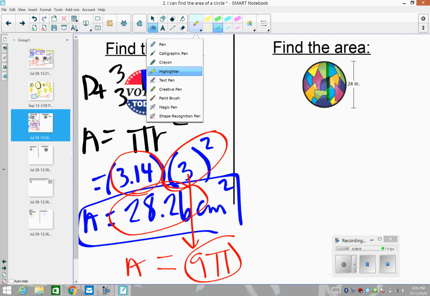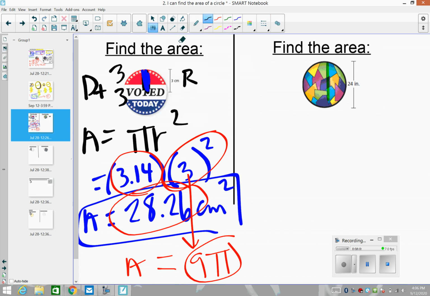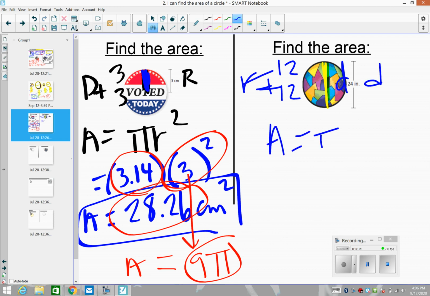That highlighter is not going to work, y'all. Let's go to the pen tool and let's get like a light color. So the distance across here, boom, boom, boom, boom. We call that the diameter. That's the diameter. So that's really a 12 plus a 12 all the way across. So that's my radius. That's my diameter. Pi r squared sounds like area to me. So that's pi, times the radius is 12 squared.